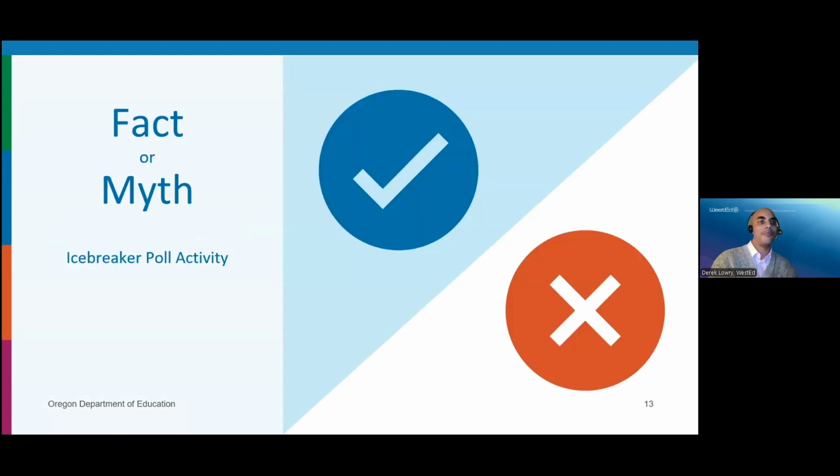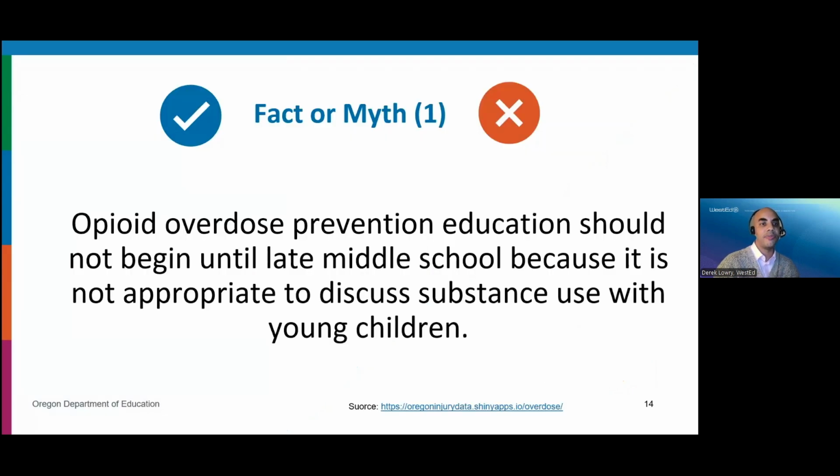Okay, so we just finished introductions, and at this point, we're going to have a little fact or myth activity. As part of this activity, I'm going to read a statement, and then we're going to poll you all, the audience, to select whether or not you think the statement is a fact or a myth, and we have two of these. So the first one, fact or myth: opioid overdose prevention education should not begin until late middle school because it is not appropriate to discuss substance use with young children. Do you all think this is a fact or is it a myth?